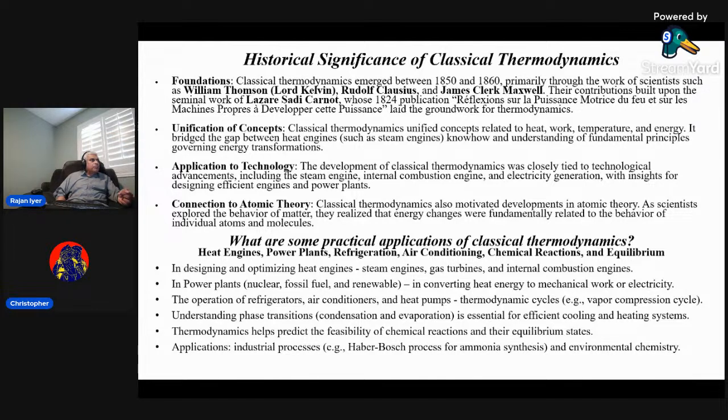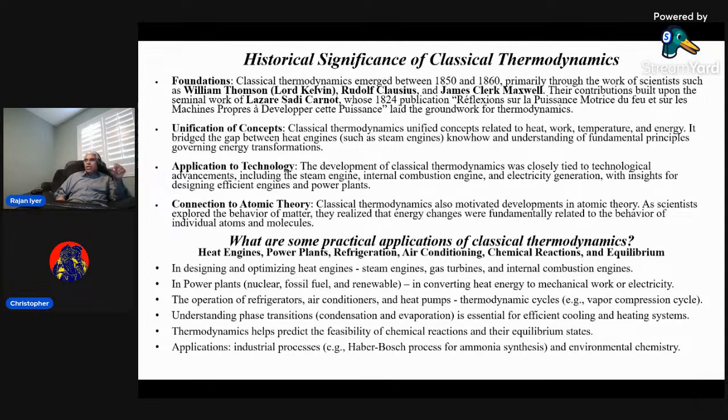And thermodynamics helped to bridge the gap between heat engines, such as the steam engine, which was the most popular form of transportation, not only on land, but especially on water. For example, all the boats or ships were based on steam engines. And understanding the fundamental principles was quite important to understand how the transformations occur, especially with respect to energy. So the technological applications included the steam engine and the internal combustion engine, which was the primary aspect.